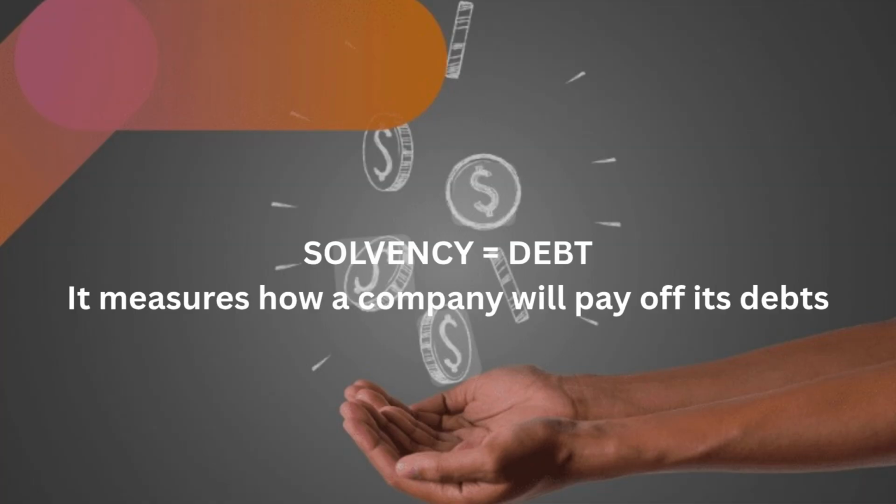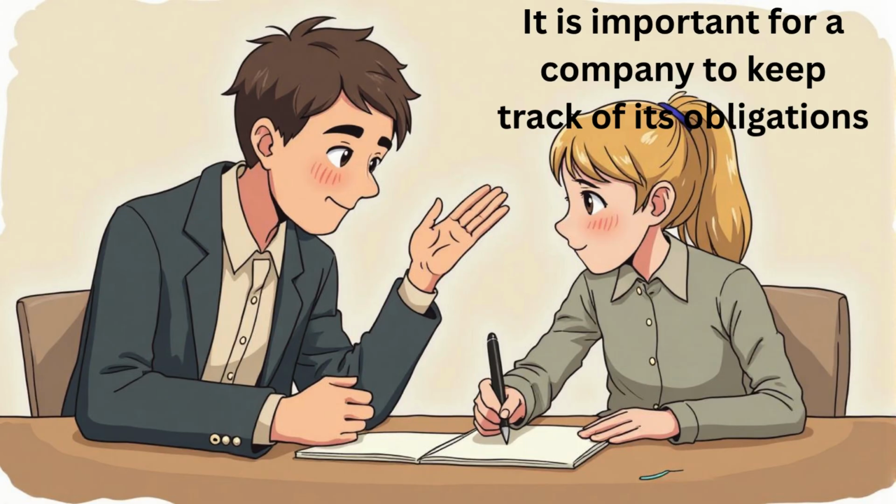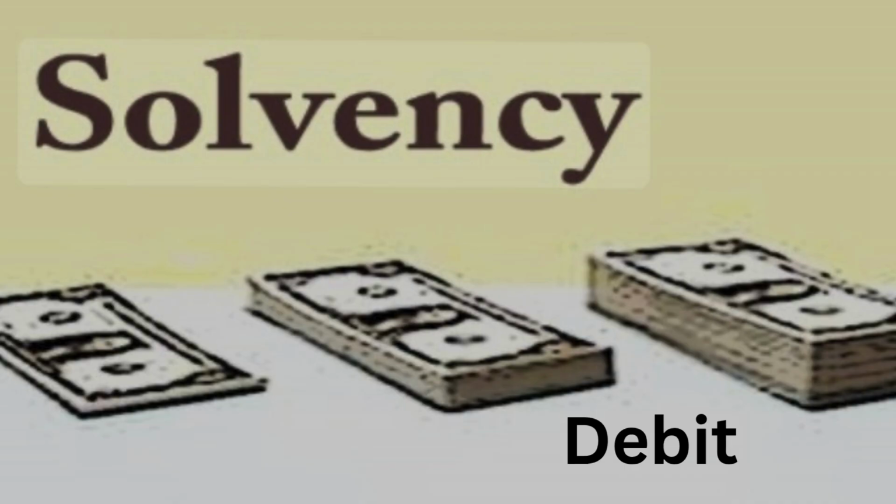Solvency is related to debt because it's the measurement of how well a company will be able to pay off its debts. In a lot of cases, it makes sense for a company to borrow money. In other cases, it may be cheaper to take on debt rather than issue stock. In the long run, however, it is important that a company keeps track of its future obligations and whether it will be able to pay long-term debt as it comes due. Although solvency and debt are not the same thing, they are very closely related.